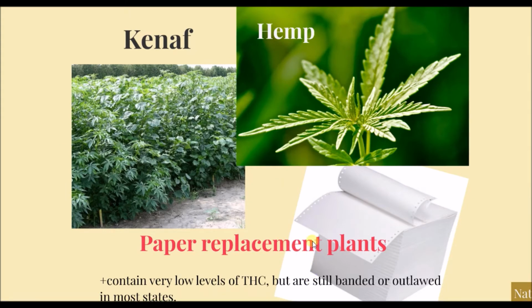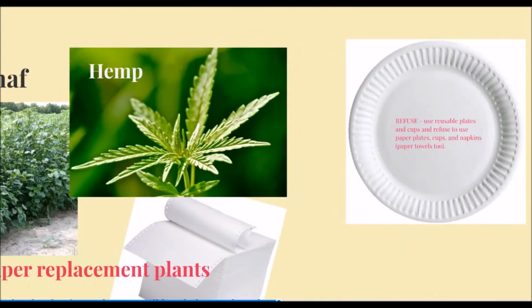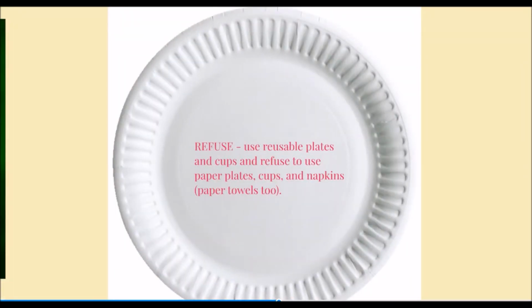But these would be great replacement plants, as well as what was that invasive species we had? The vine that ate the South. I forgot the name of it right now. Some of you are probably thinking of it right now out loud, but that one is a good replacement for paper as well.